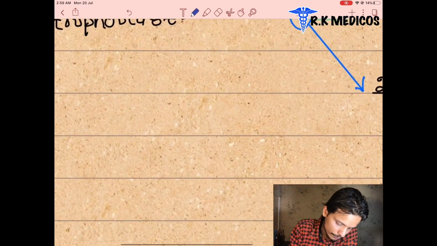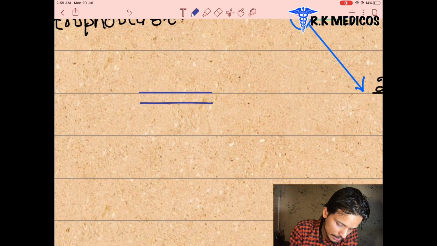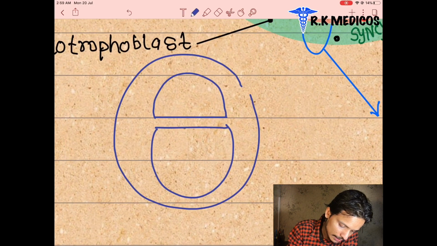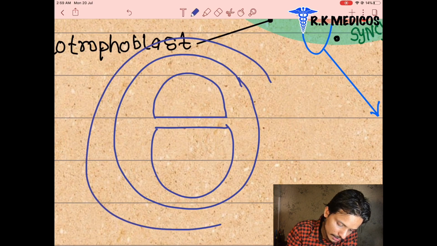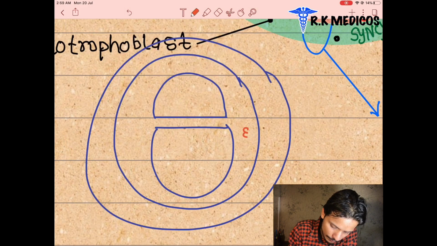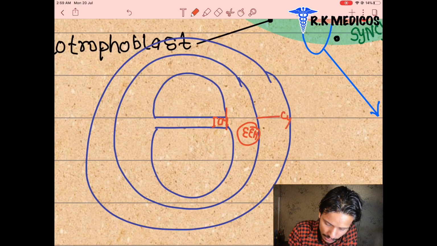Let me draw for you. This one is epiblast, this one is hypoblast, this one is yolk sac, this one is amniotic cavity, this one is yolk sac, and this one is cytotrophoblast, and here is the syncytiotrophoblast, and this one is extra embryonic mesoderm. It is present in between the inner cell mass and the cytotrophoblast. Hope now it will be clear.